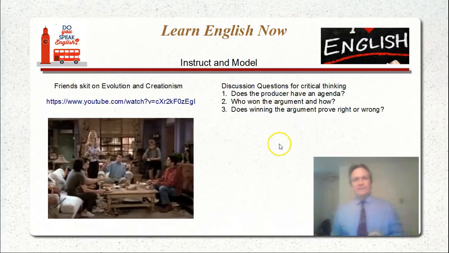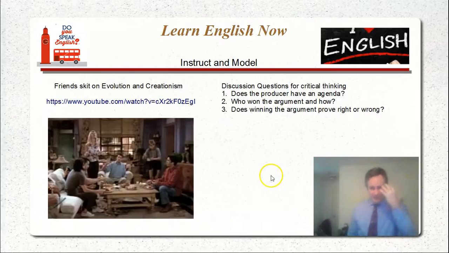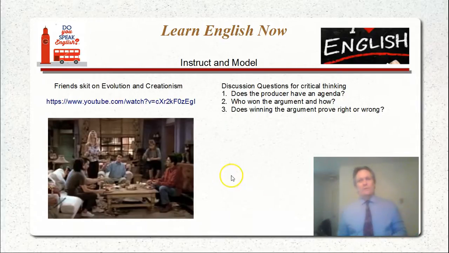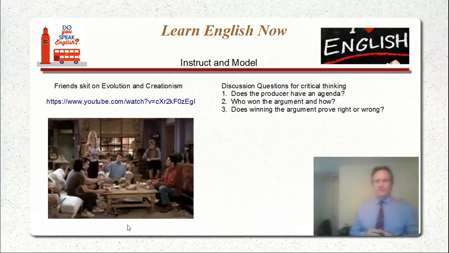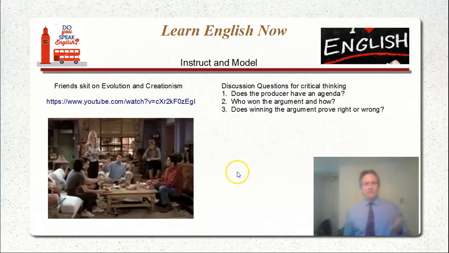What's your opinion about the way they're presenting the material? Are they presenting it to try to get you to believe creationism, or are they presenting it to try to get you to believe evolution? Okay, who won the argument and how? I think the argument was probably won by one person in this presentation. And how did they win the argument? And does winning the argument actually prove that you're right or wrong, whether you believe in creationism or evolution?